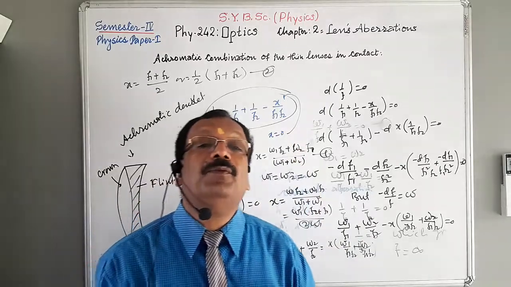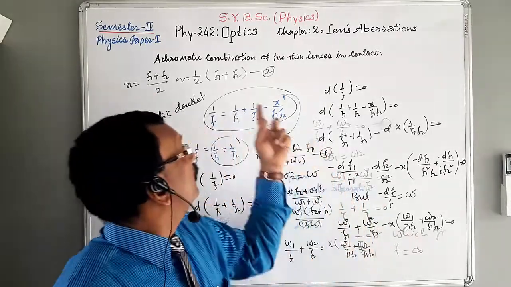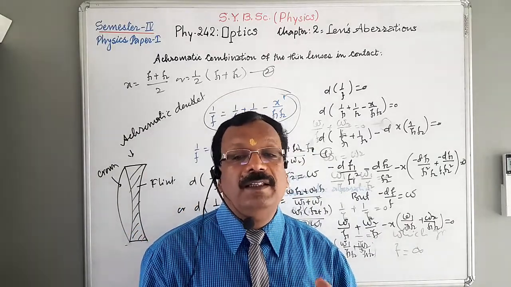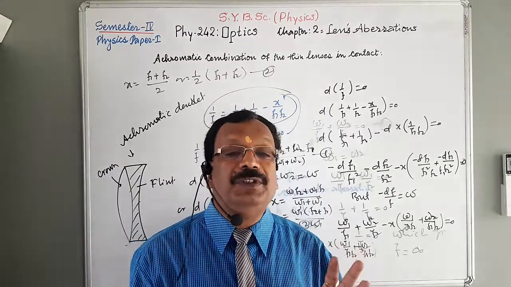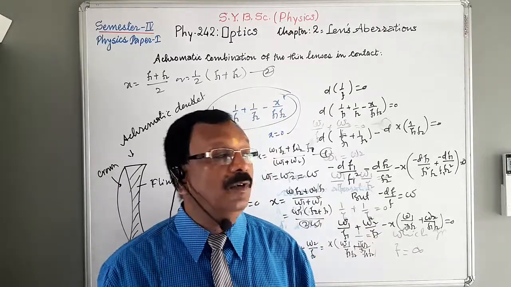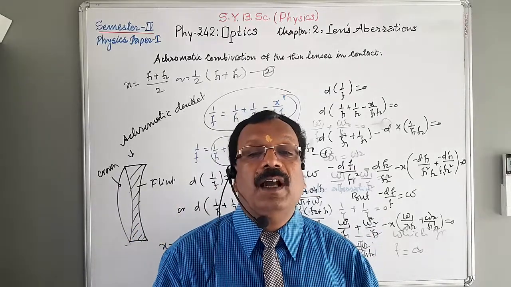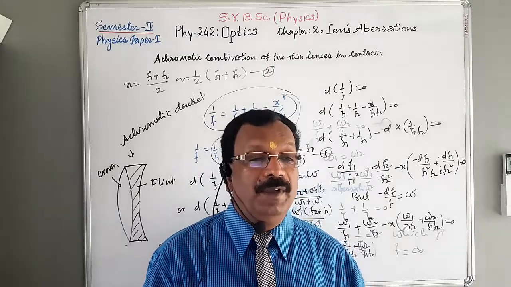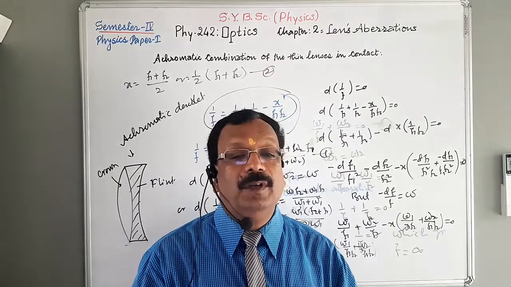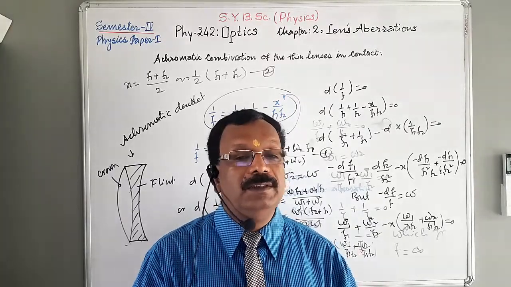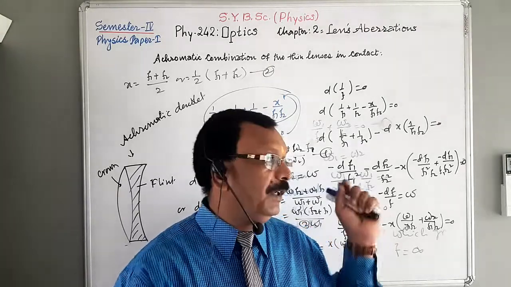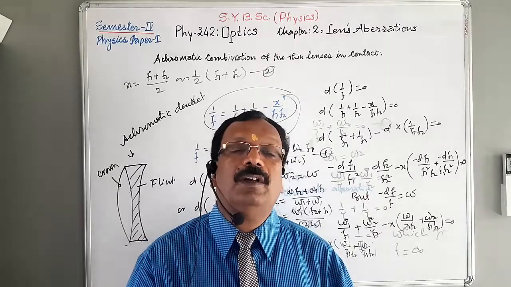Also, in this equation 2, x is always positive. Since x is always positive, f1 plus f2 must be positive. For this, either the focal lengths of both the lenses should be positive, or the focal length of the positive lens must be greater. And thus, for an achromatic combination, either both the lenses should be convex, or concave with the greater focal length. Suppose there are two convex lenses, then one should have the greater focal length, and at that time we can obtain the achromatic combination or achromatism.